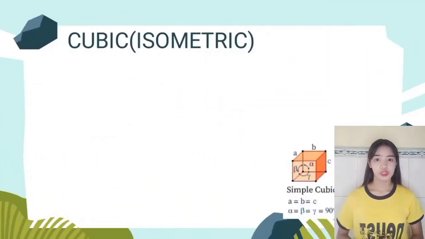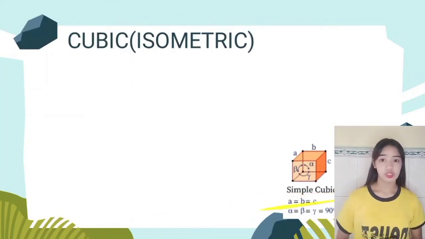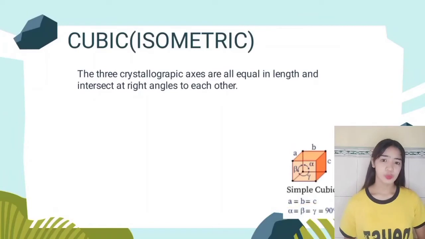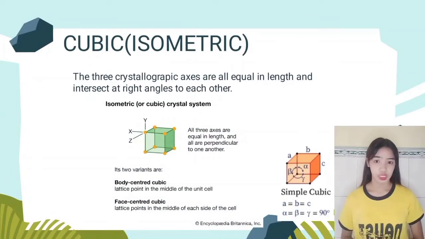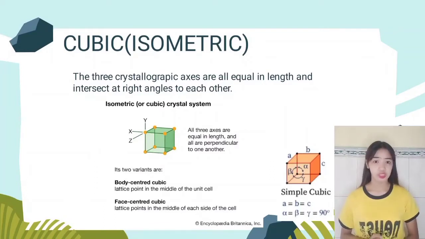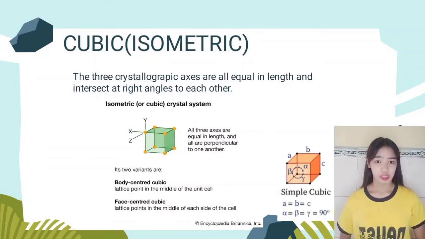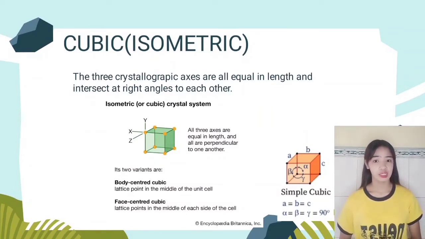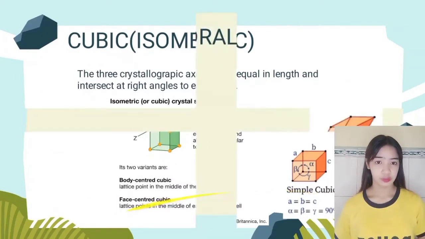So the first crystal system is the cubic crystal system, also known as the isometric system. The cubic crystal system is characterized by its total symmetry. The cubic system has 3 crystallographic axes that are all perpendicular to each other and equal in length. The cubic system has 1 lattice point on each of the cube's 4 corners.